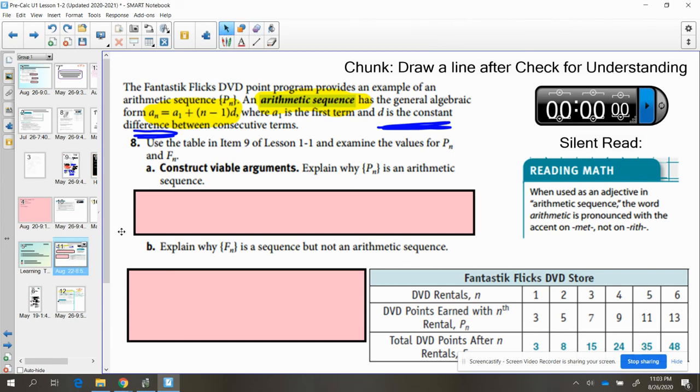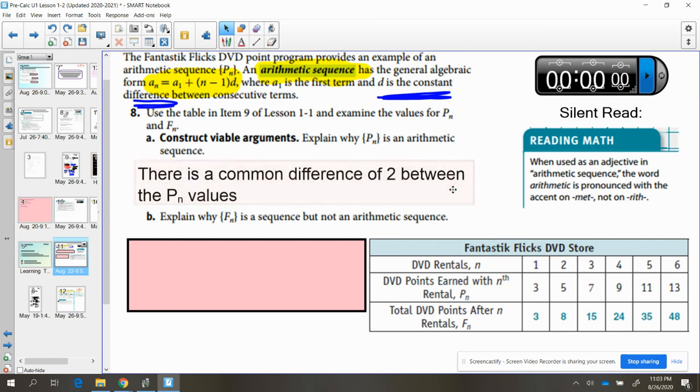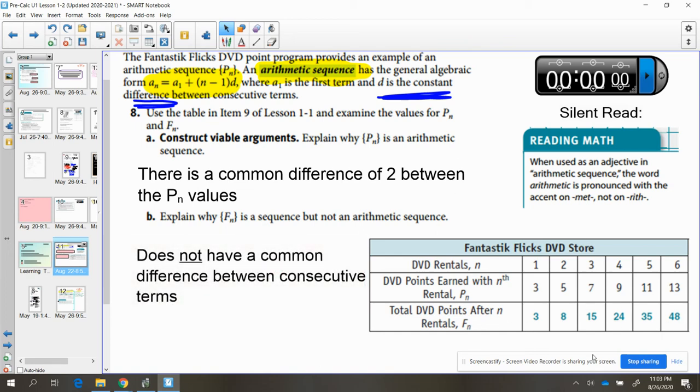Now, going back to what we talked about yesterday, these values going up consistently, P sub n, they're arithmetic because there's that common difference of 2, positive 2 each time. But F sub n is not arithmetic because it doesn't have a constant value. We're going up by 5, but then we're going up by 7, but then we're going up by 9. That's not a constant value between those consecutive terms.